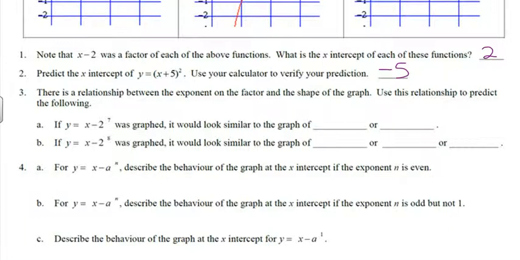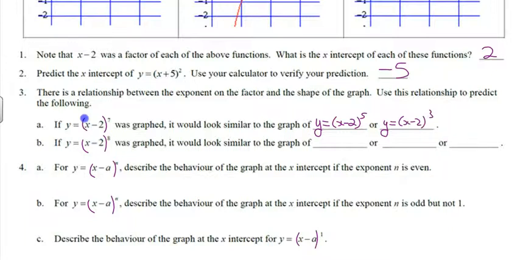Yes, there is a relationship between the exponent on the factor and the shape of the graph. Now you know this, because you did the other worksheet. Use this relationship to predict the following. If y equals (x minus 2) to the 7th was graphed, it would look similar to the graph of (x minus 2) to the 5th, or (x minus 2) to the 3rd. y equals (x minus 2) cubed.